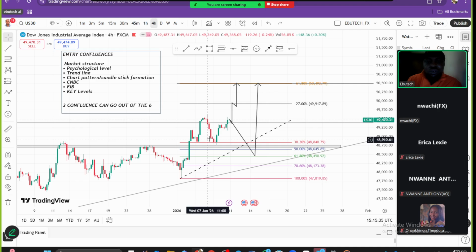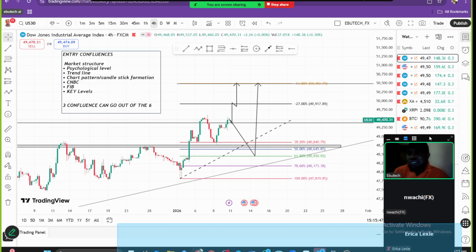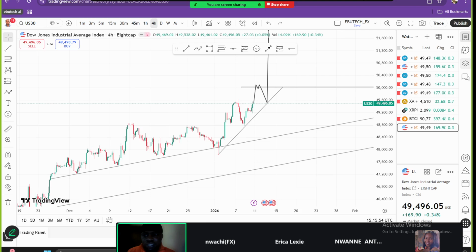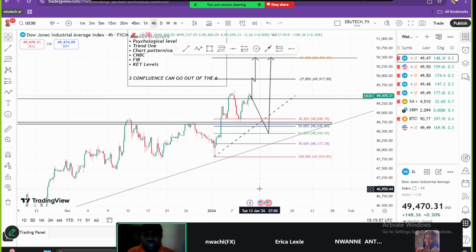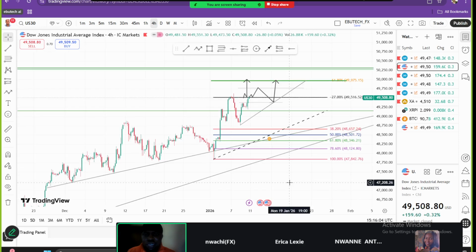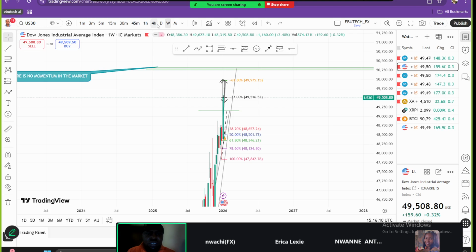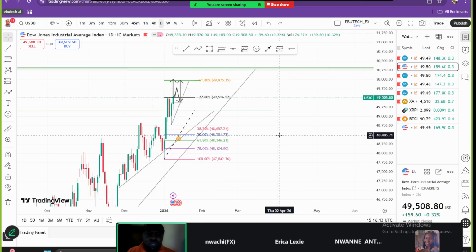So me personally, I'm not expecting the market to even come further, because when you look at this place, this is what I analyzed on the market. Okay, this was my analysis, because I see the market from the daily view. You understand?